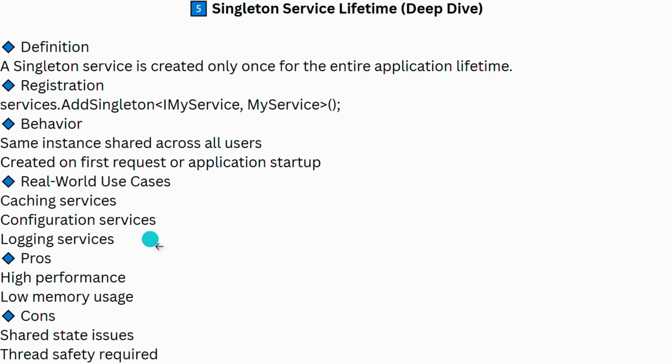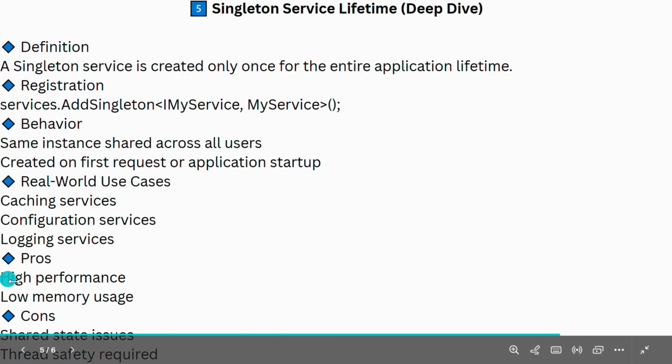Logging services: you want to log some information at the application level, then you can use a logging service. Like at the application level, you are trying to maintain exception handling and log that exception into a file, then you can log that information using the singleton service.